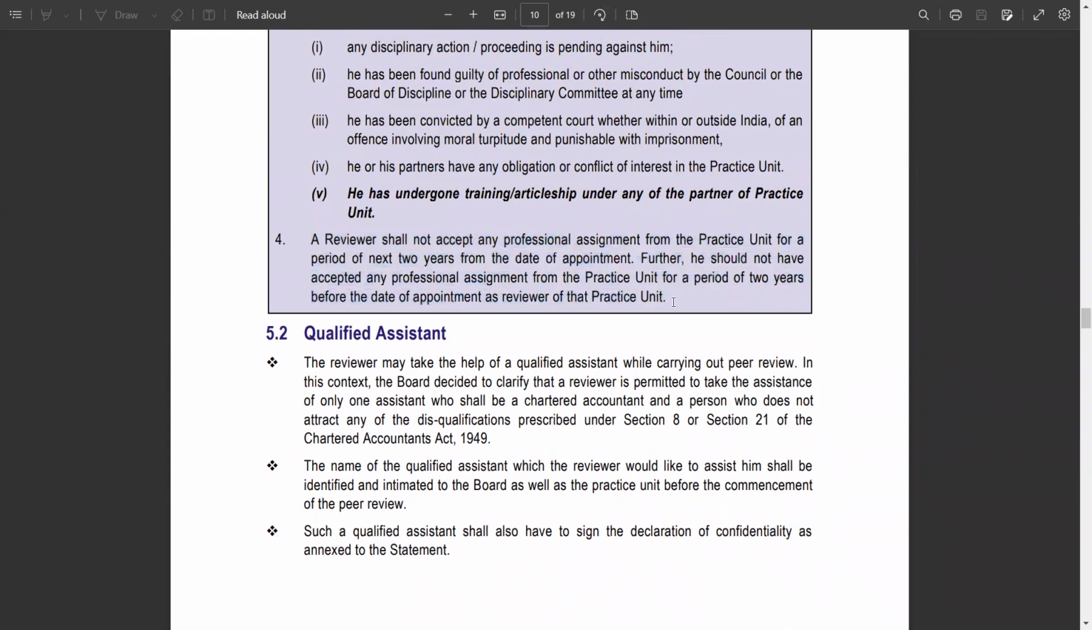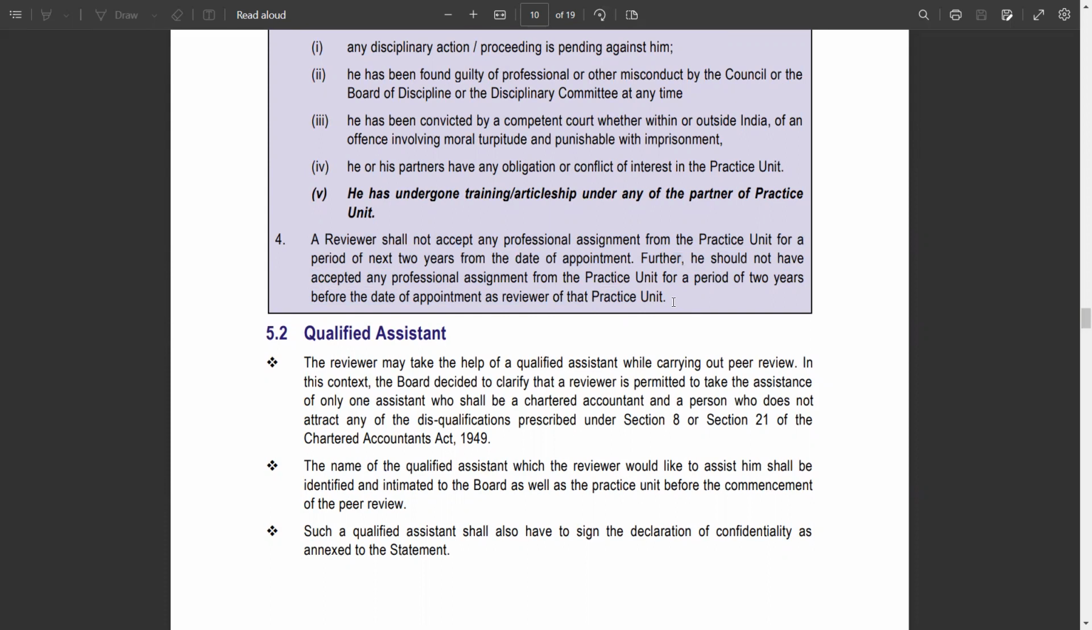Then we have the qualified assistant. So the qualified assistant is like Chotu, our own Chotu who will do the work. However, he is not a Chotu. He is also a chartered accountant with no disqualifications under Section 8 of the Chartered Accountants Act 1949. Okay, so he is not a Chotu. I'm sorry for my words. He's not a Chotu.